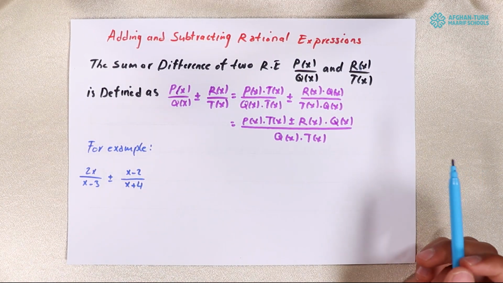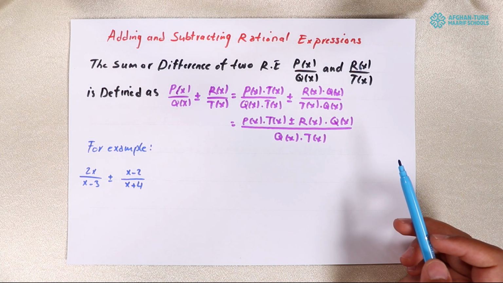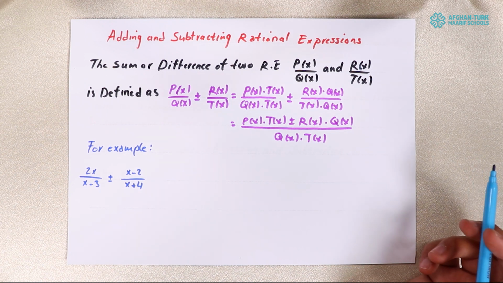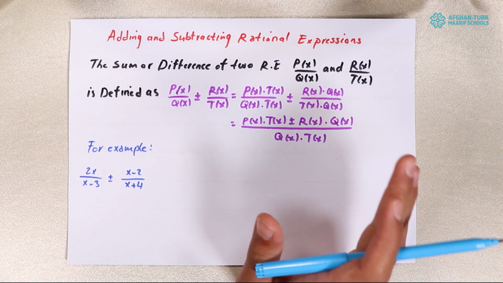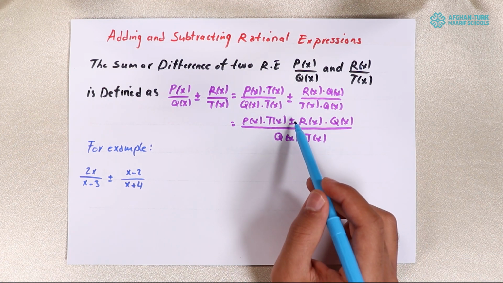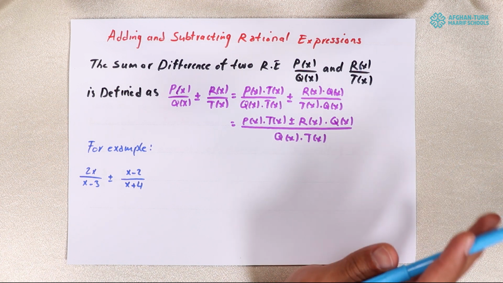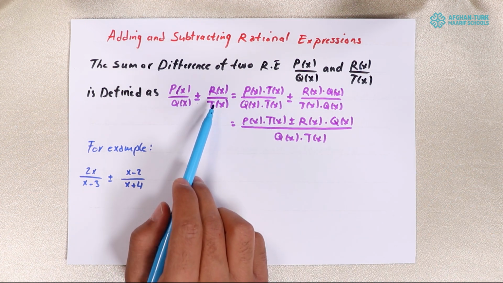First let me say that the solutions for both addition and subtraction of rational expressions are the same. It means you go through the same steps to solve the questions for addition and subtraction. At the end it's a little bit different: you're going to add or subtract, that's it. p of x over q of x plus or minus r of x over t of x.